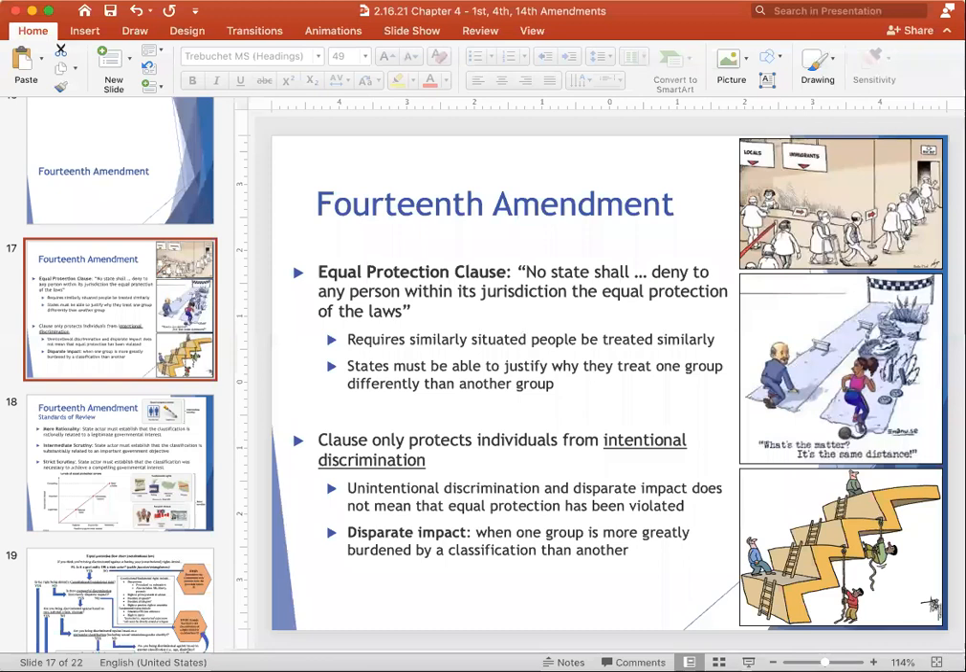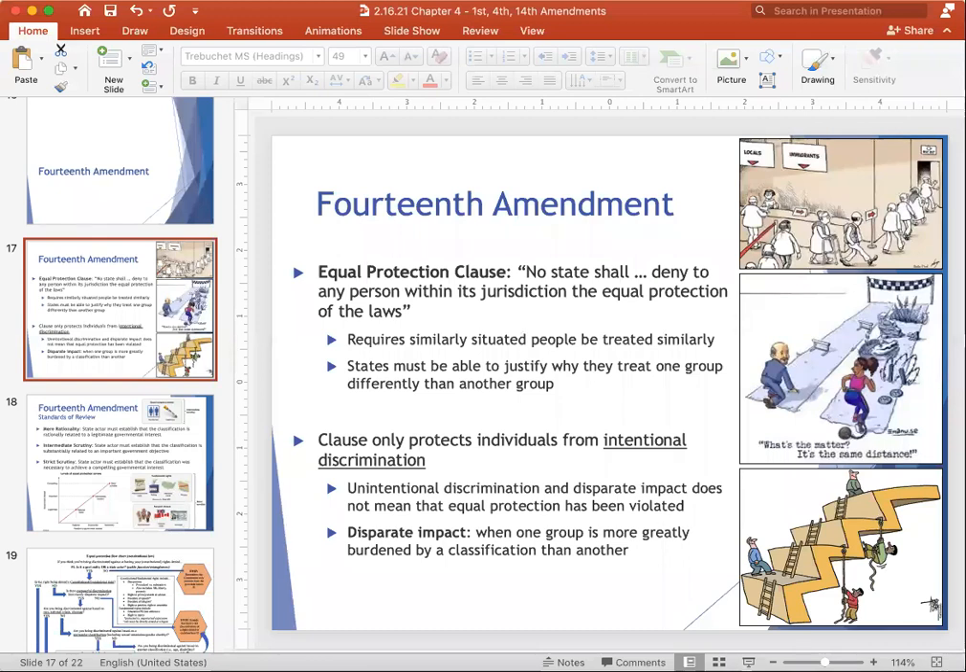But since its inception, it has really expanded to be a seminal, critical protection for all people to be treated similarly. So this clause requires similarly situated people to be treated similarly. And if they are not treated similarly, then the state actor must be able to justify the governmental interest served by treating one group differently than another group. So you'll see in these graphics on this slide that this Equal Protection Clause is relevant to all people and groups. I'm going to focus on our minority population here: immigrants, women, people of color, people who have a disability, for example, are all protected under the 14th Amendment and should not be discriminated against.